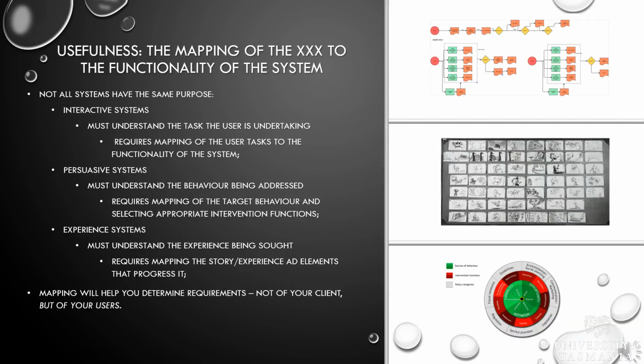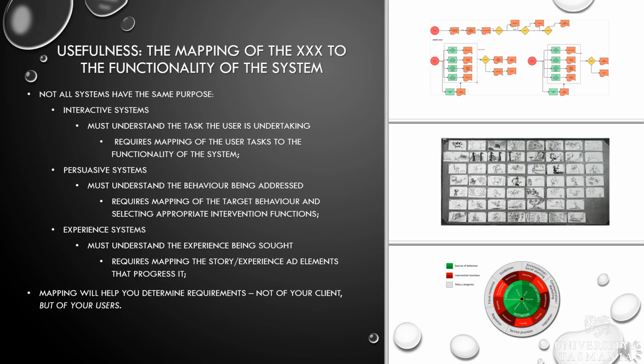As I just described in the previous slide, not all systems have the same purpose, and therefore we need to understand the purpose before we understand whether our design is actually going to be useful to the users. So when we look at the different kinds of systems, there are many, many different kinds, but the most prominent ones that you're likely to come across are interactive systems, persuasive systems, and experience systems. And in fact, most of our projects are one or the other of these.